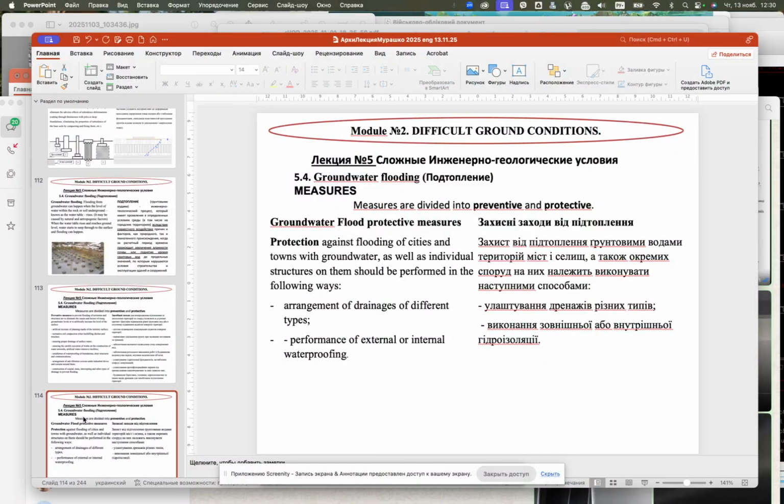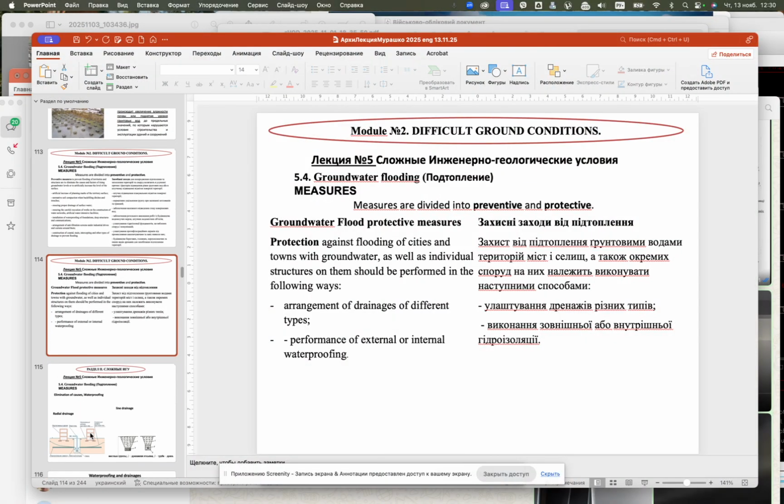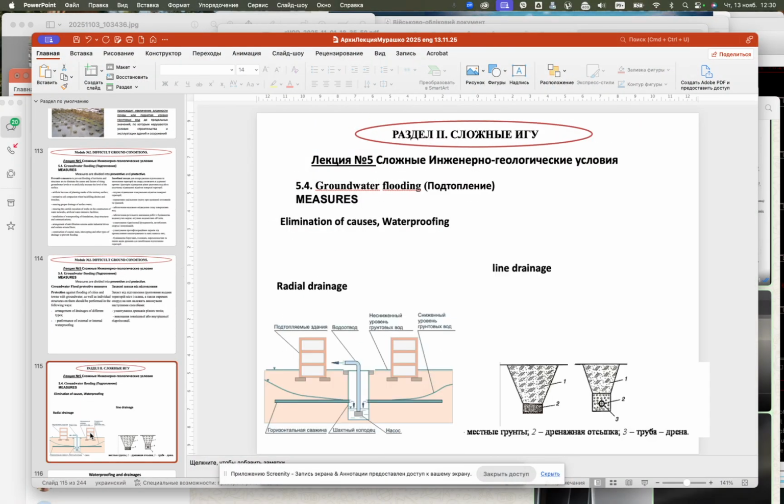Next are the protection measures. It's arrangement of drainages and performance of external and internal waterproofing. And here this solution, for example, is radial drainage. So when you have a certain construction site in the center, you're making a well which will collect the water.